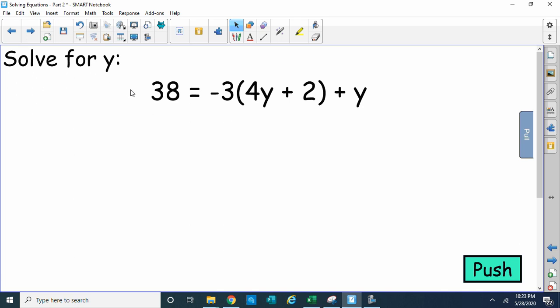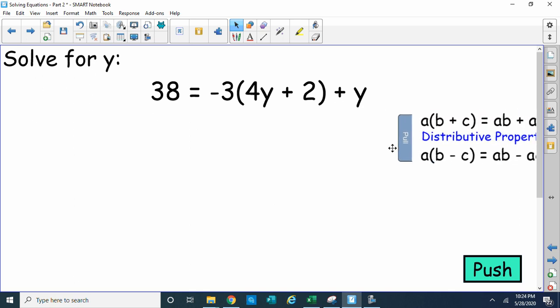Solve for y. 38 equals negative 3 parenthesis 4y plus 2 parenthesis plus y. Now, I remember in the other video, we talked about parentheses next to a number. That meant multiply. So we're going to be multiplying. But when we multiply by two terms here, we're really going to do something called distribution.